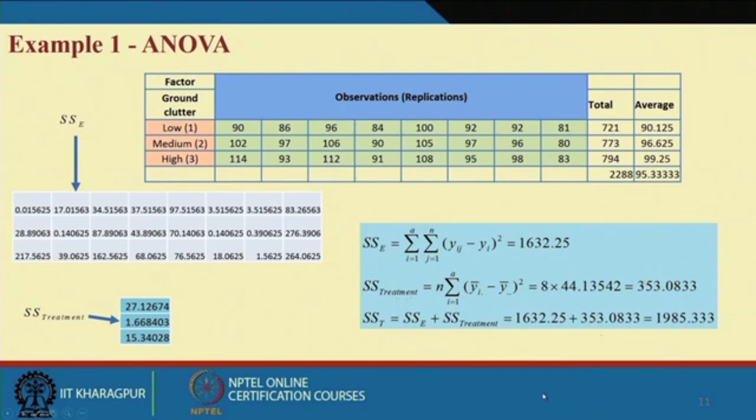Okay. So, essentially what we calculate is SS treatment and SS total, and then SS error will be SS total minus SS treatment, and accordingly you will get the values.